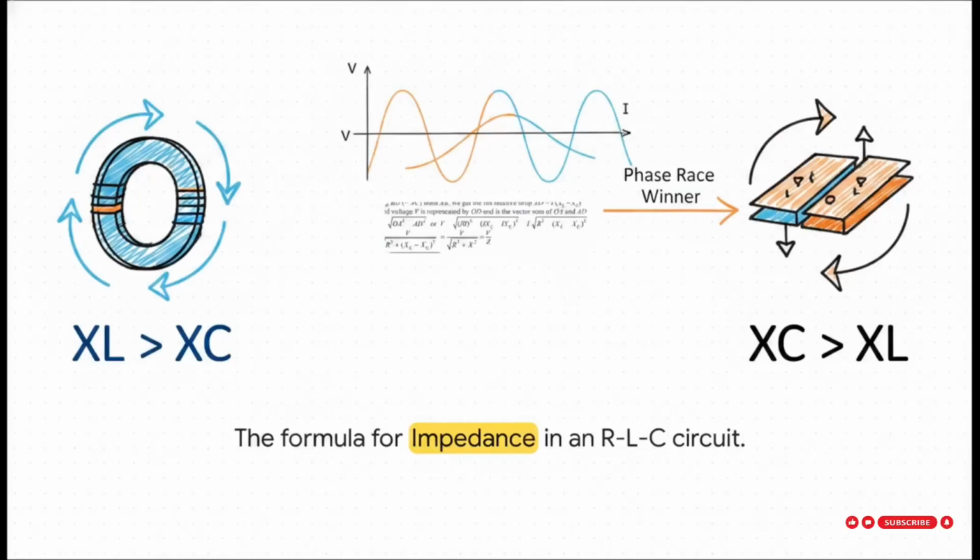And to put some hard math to it, the formula is Z squared equals R squared plus (XL minus XC) squared. The absolutely critical takeaway here is this. If XL is bigger, the whole circuit acts inductively, and the current lags. But if XC is bigger, the circuit acts capacitively, and the current leads. So the math perfectly dictates the winner of our phase race.